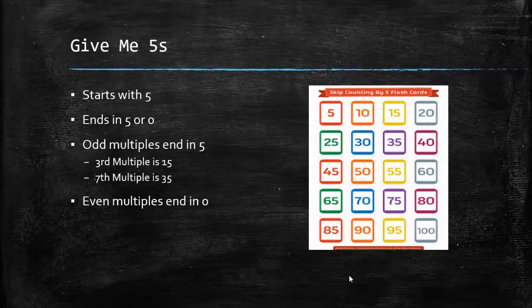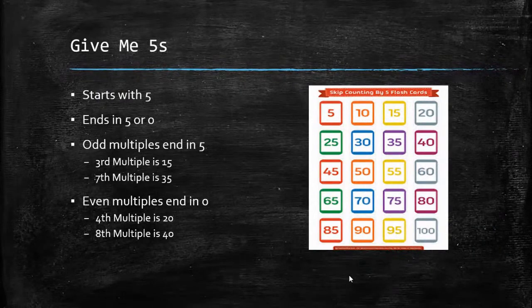Whereas the multiples of even numbers will end in 0. For example, you have the fourth multiple as 20, the eighth multiple as 40, the 20th multiple as 100. So anything that ends in 2, 4, 6, 8, or 0, their multiples of 5 will always end in 0.